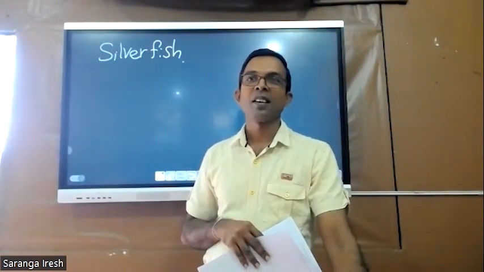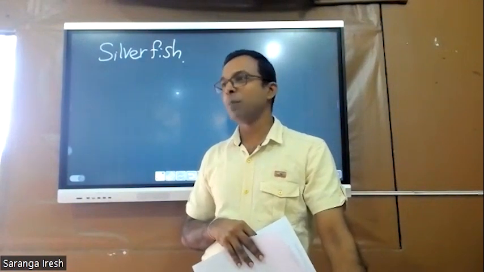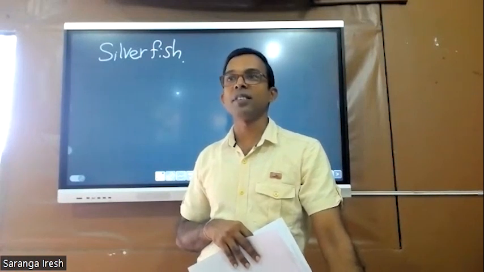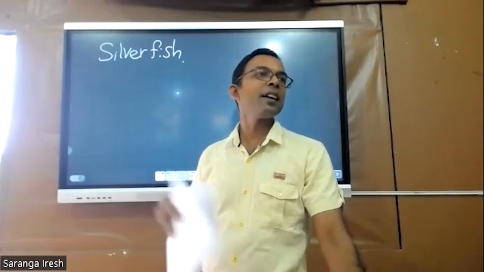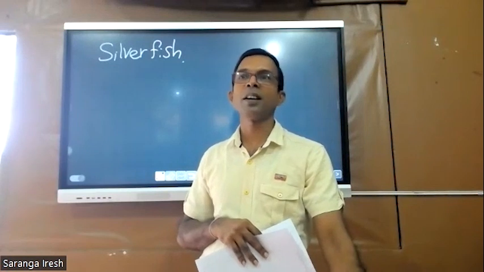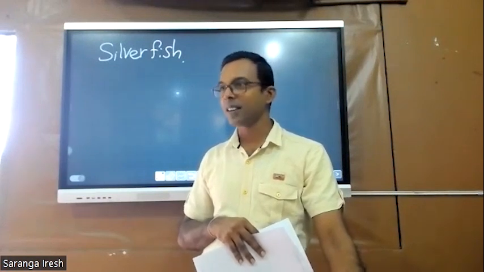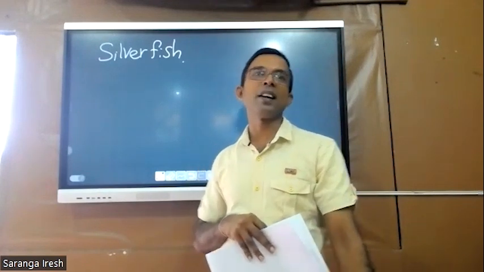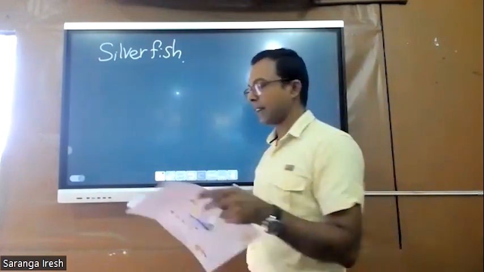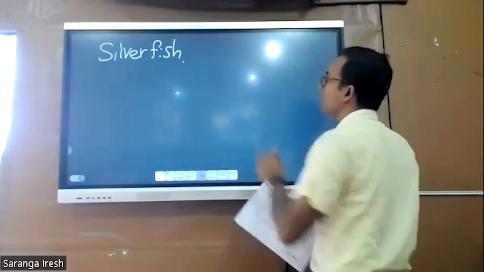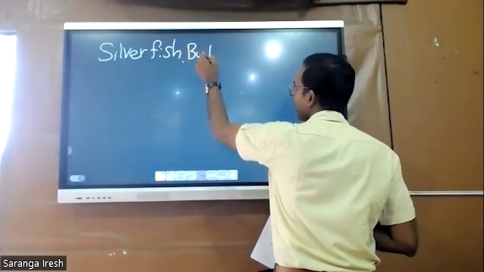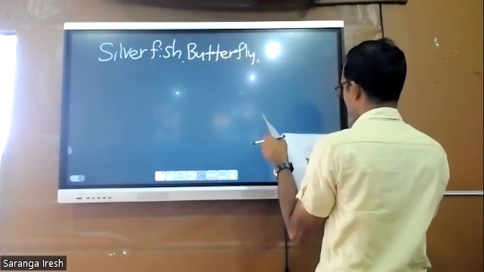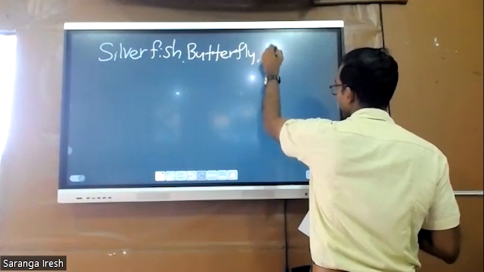Silverfish. See the importance of using a scientific name. The common name is silverfish, then someone may think it is a fish swimming in water, but it's not actually a fish. Silverfish is a common name, but the scientific name is a different one. Like silverfish, butterfly, and housefly.